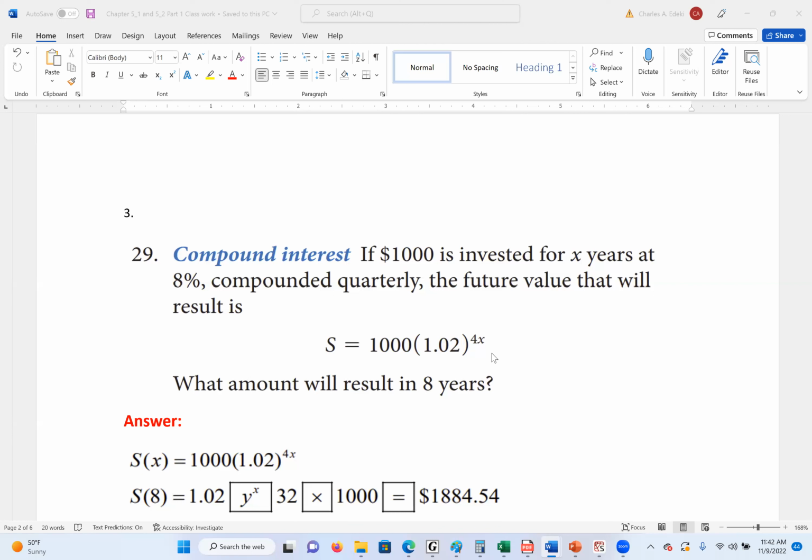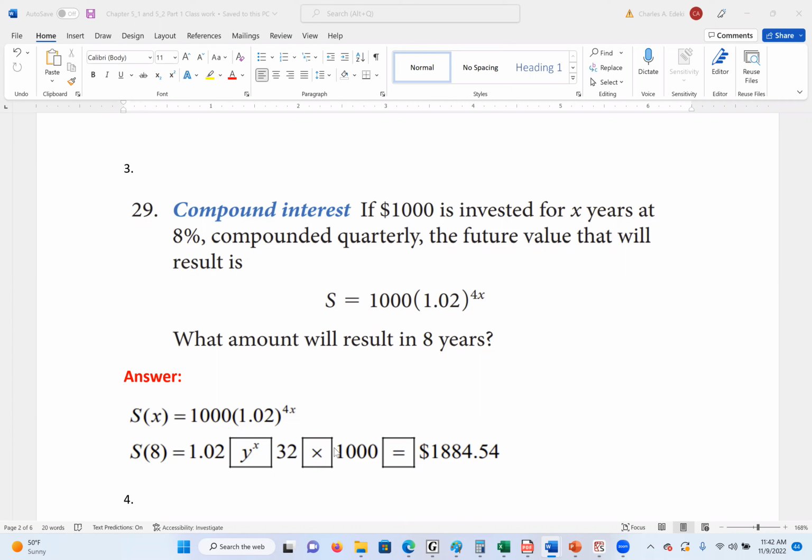So we use our calculator again and do the expression. So 1.02, then we press the y to the power x key, if that's what you have on your calculator, or x to the power y, if that's what you have. Then we know 4 times 8 is 32, so we enter 32. Then we press multiplication, times 1,000. Press the equal sign and you get your result.